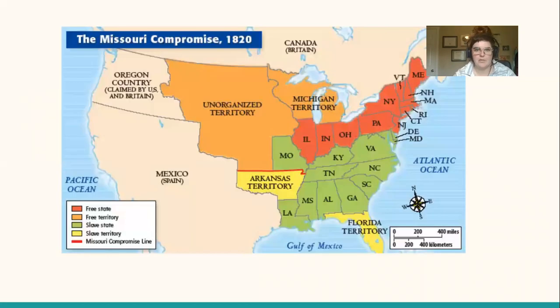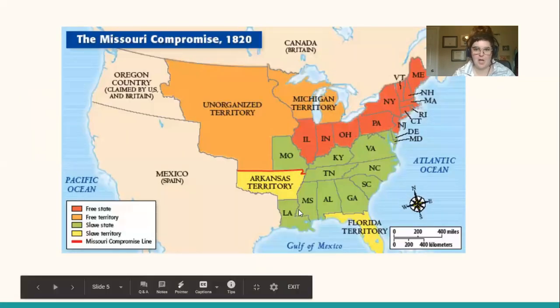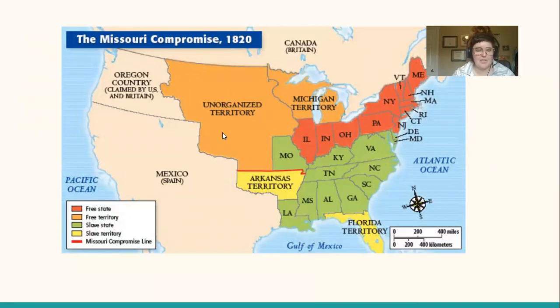Okay. So you can see here, this is a map of the Missouri Compromise, right? The green are the slave states, the red are the free states. This orange territory is free territory, and this yellow territory is slave territory. And the idea was that as the US continued across, this dividing line would continue as well.